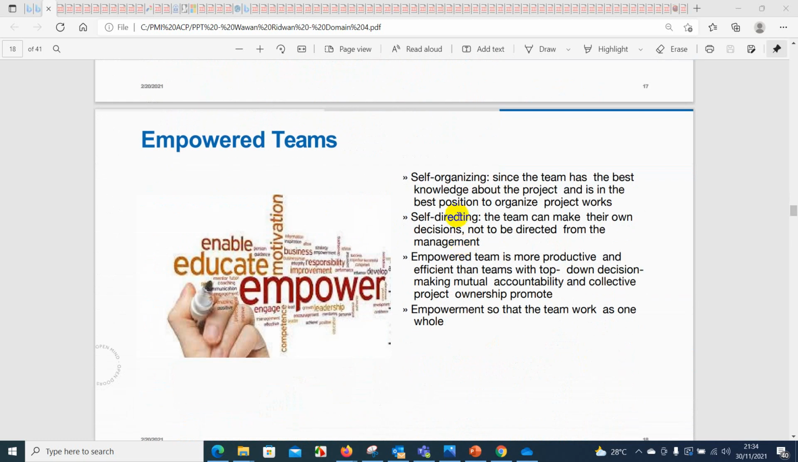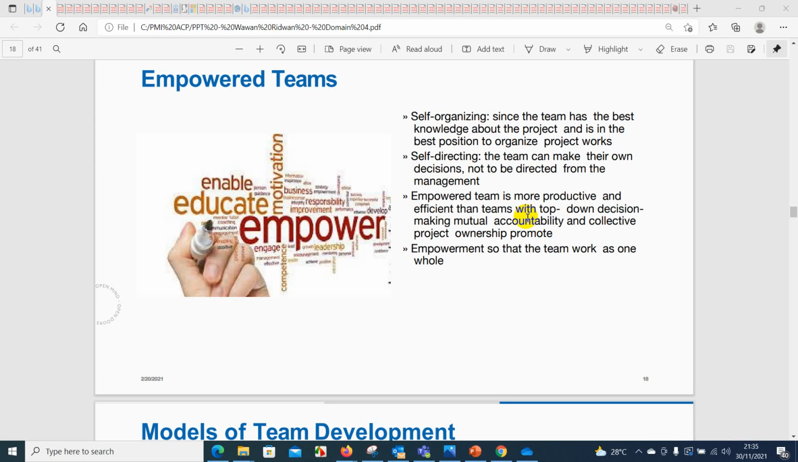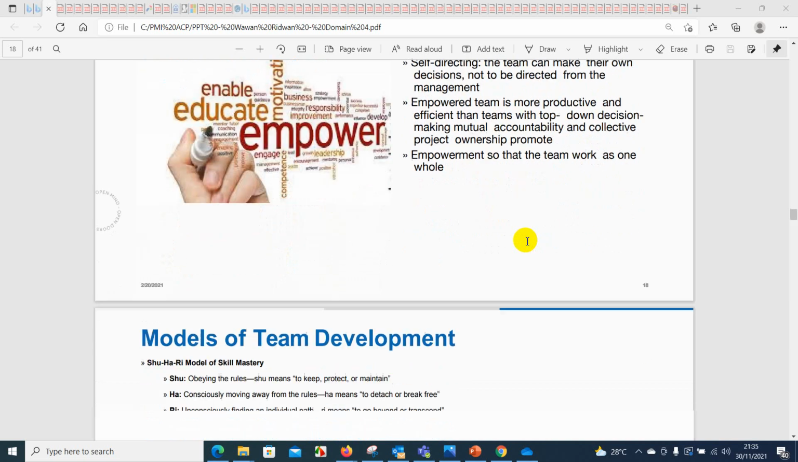Empower the team. Self-organizing, since the team has the best knowledge about the project and is in the best position to organize project work. Self-directing, the team can make their own decisions and not be directed by management. An empowered team is more productive and efficient than teams with top-down decision making, with mutual accountability and collective project ownership. Promote empowerment so that the team works as one whole.